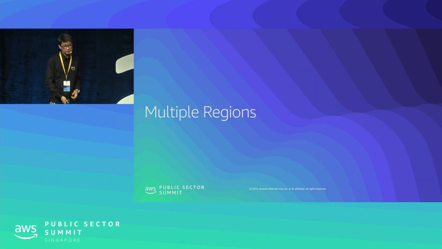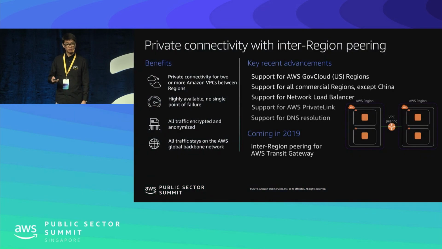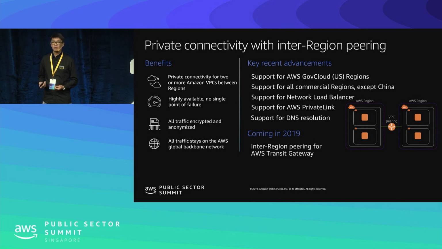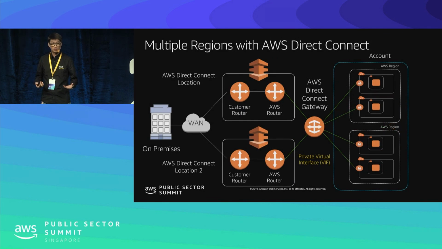Last but not least, multiple regions. I'm going to skip this really fast. I've only got 2 minutes left. So this is more in terms of inter-region peering. You can leverage VGW and VPN inter-region peering today. TGW will support inter-region peering in the future. But this is more in terms of using a Direct Connect gateway to connect to multiple regions.